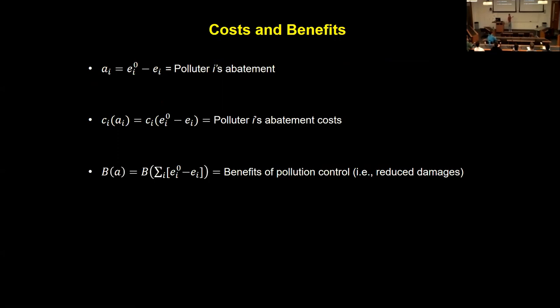Abatement costs. If I substitute this relationship in for A, I get cost as a function of emissions, just the difference between unregulated and new emissions. I'm going to try to work with emissions here because then I can relate back to environmental standards and it's a little bit easier to graphically illustrate things.